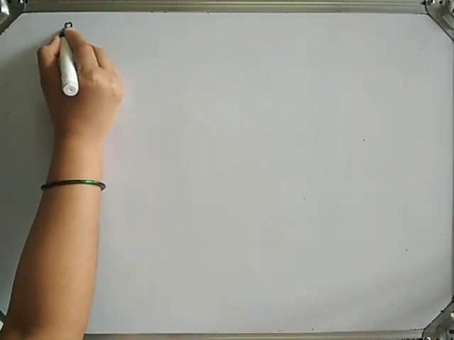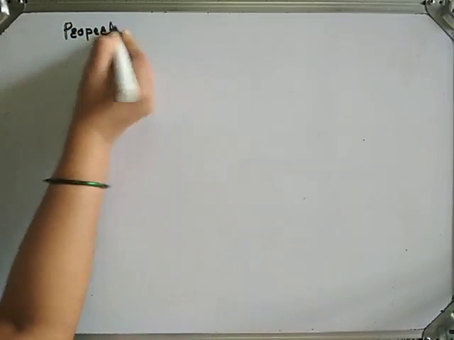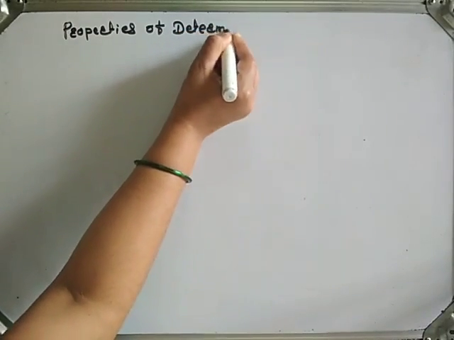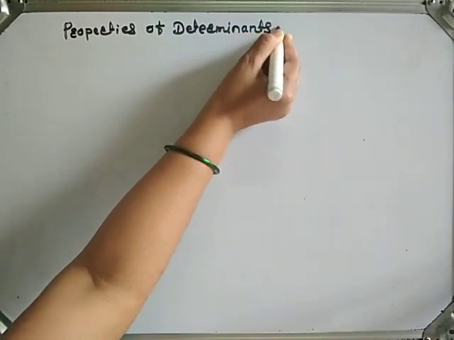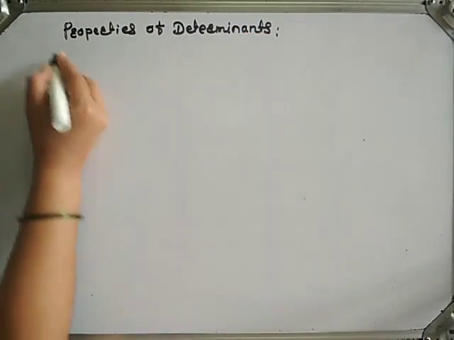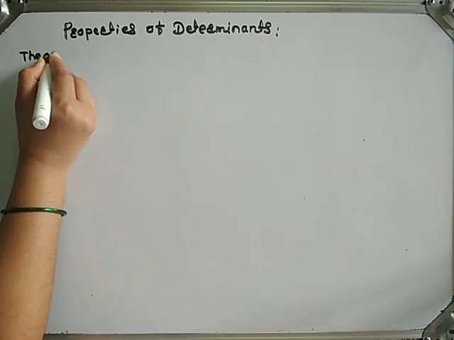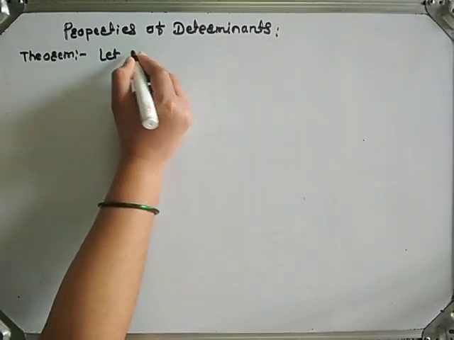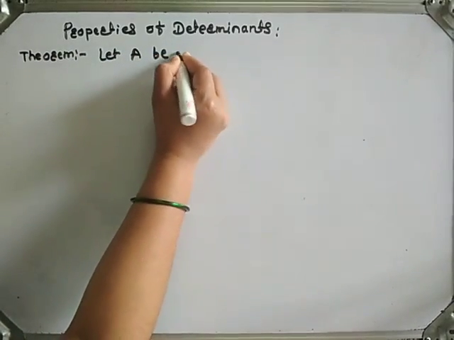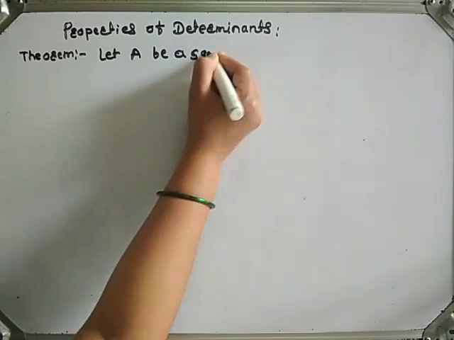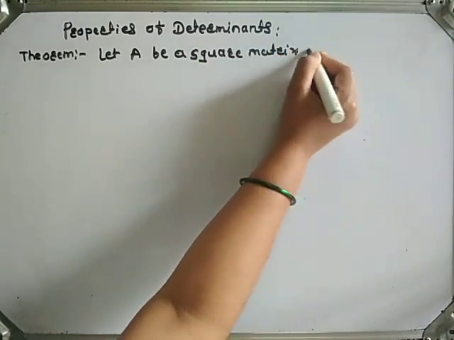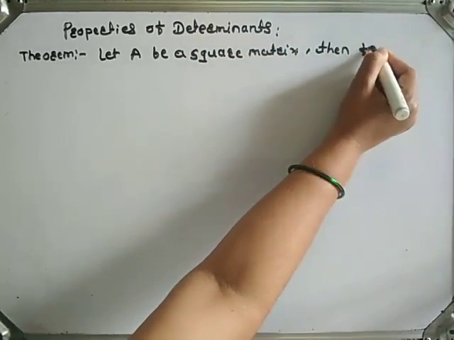Hello students, today we are going to start properties of determinants. Properties of determinants. Okay. Theorem. Let us start with one theorem in terms of properties of determinants. Let A be a square matrix, then the following holds.